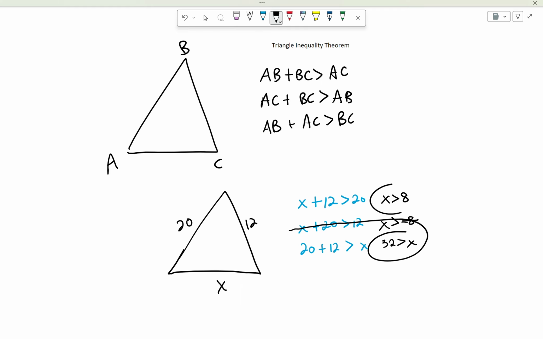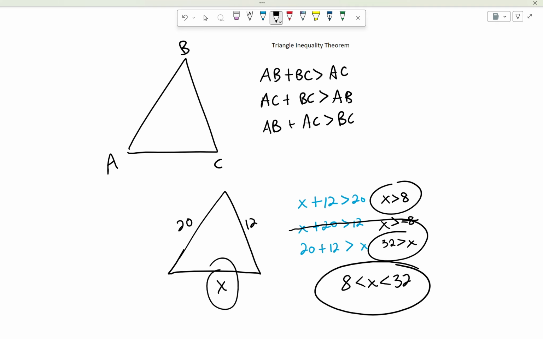And what I'm going to do is take these two and write a combined inequality: 8 less than x less than 32. I think you guys maybe remember this from pre-algebra, where it works on the number line. And these are the possible range of values for this third side x: that third side is going to be anywhere between 8 and 32.